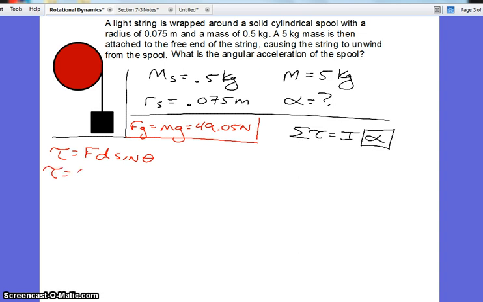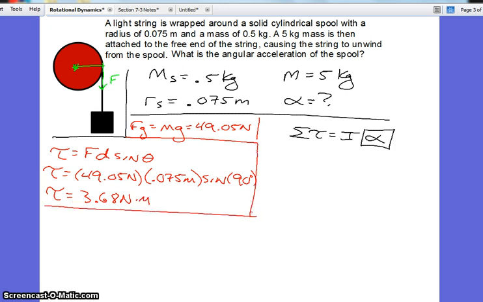So we have the torque is the gravitational force, 49.05 newtons, times our distance. Now the distance is from the point of rotation to where that force is applied. Notice that that distance is the radius. So our distance is 0.075 meters. And our angle, well, the angle we can see here is 90 degrees. So we've got the torque. Torque comes out to be 3.68 Newton meters.